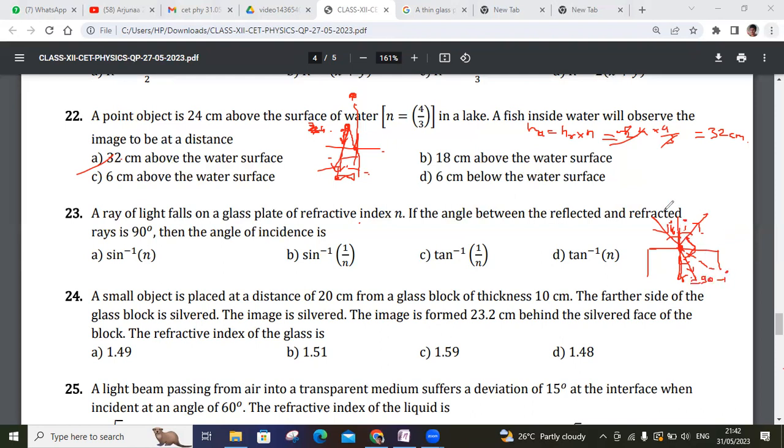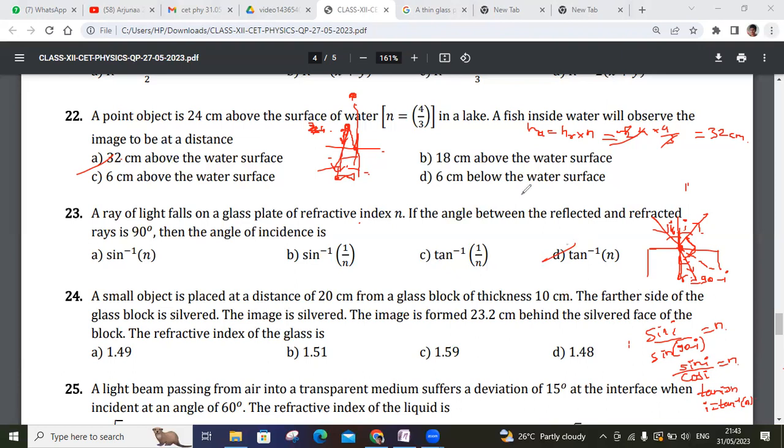Now if you apply Snell's law here, sin I by sin R is equal to N2 by N1. So sin I by sin of (90 minus I) is equal to N. Sin of 90 minus theta is cos theta, so that is sin I by cos I, which is equal to N. So tan I is equal to N, so I is equal to tan inverse of N. So that will be option D. 23 is option D.